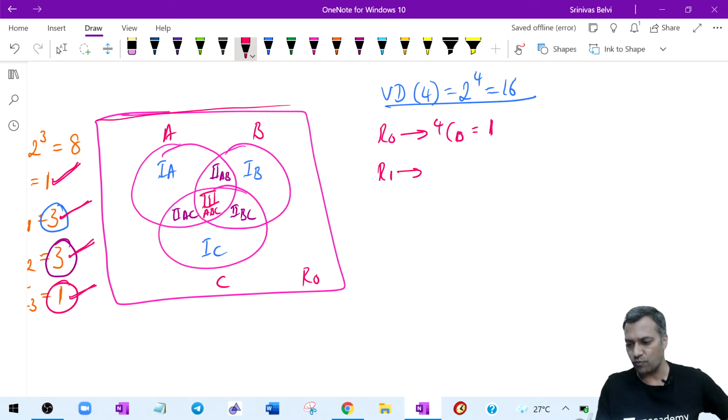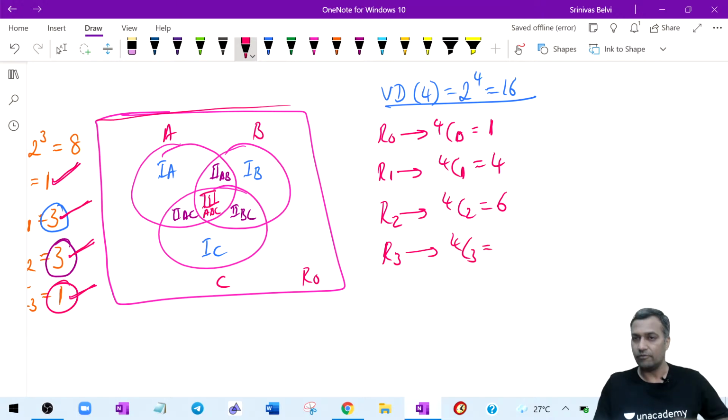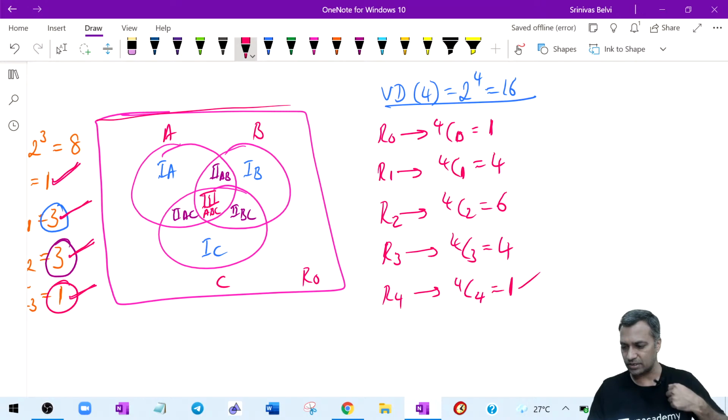How many regions of 1? That would be 4C1, which is nothing but 4. How many regions of exactly 2? It would be 4C2, which is 6. How many regions of exactly 3? That would be 4C3, which is equal to 4. How many regions of all 4s? That would be 4C4, which is equal to 1. Add them, that is the 16 here, right? 1 plus 4, 5, plus 6, 11, 15, and 16. So I have to put this as 16 regions.